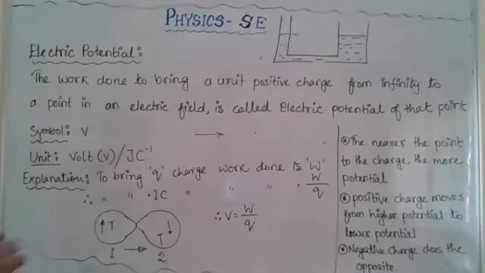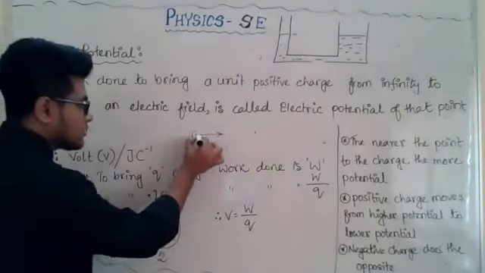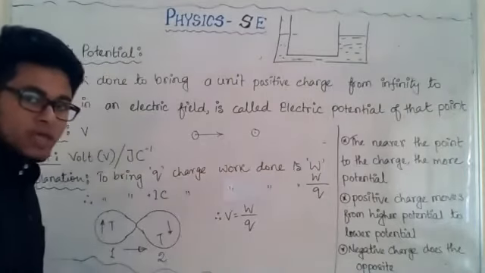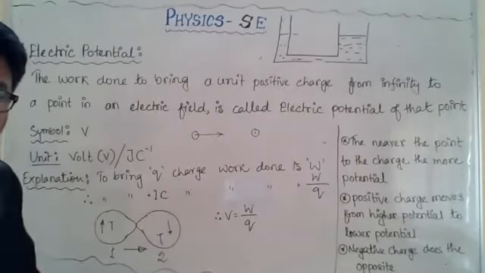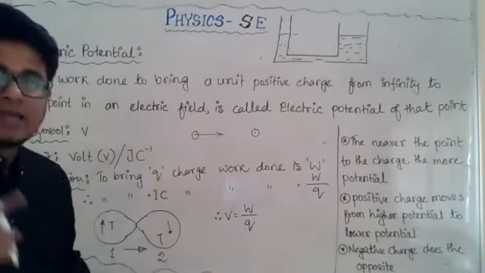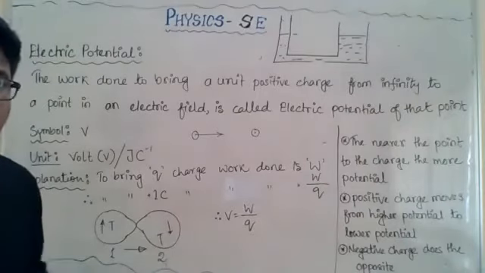Now I told you that there must be potential difference to cause the charge flow. Now how to know what is the potential of a certain point? To understand this, we must know the definition of electric potential. If I know what electric potential is, I can calculate the potential of any point, and then I can see whether there is potential difference between them or not. If there is potential difference, charge will flow, and if there is no potential difference, then the charge will not flow.